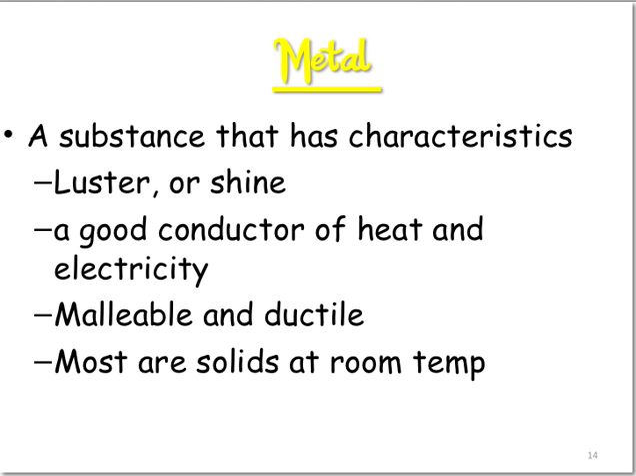So a metal has luster or shine. It is a good conductor of heat and electricity, so that's why we use a lot of copper wiring for our houses. Your house's electrical system is done by copper wiring. Metals are malleable and ductile, meaning we can bend them, mold them, flatten them out, hammer them out to get them smooth, or we can make wires.